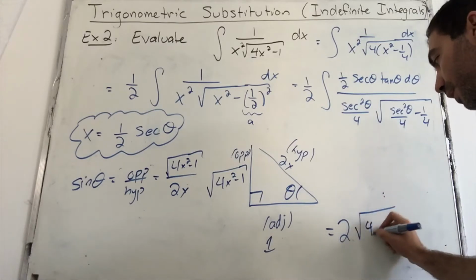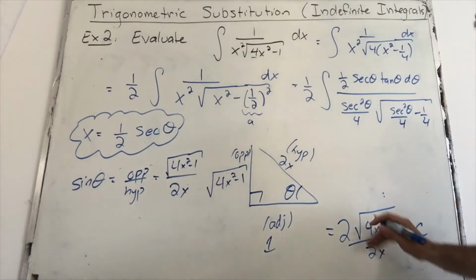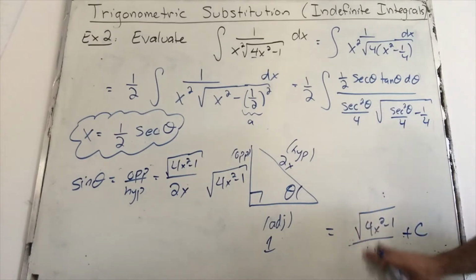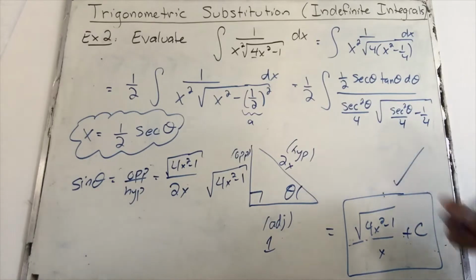Square root of 4x squared minus 1 over 2x plus c. And the 2's cancel. 2 divided by 2 is 1, so don't leave that. And this is in fact the final answer.